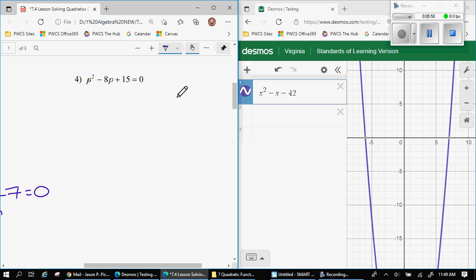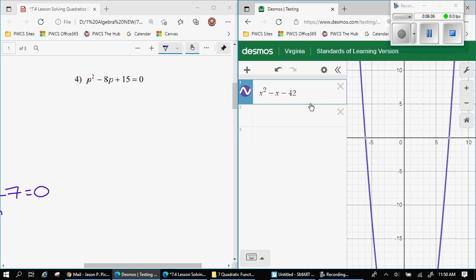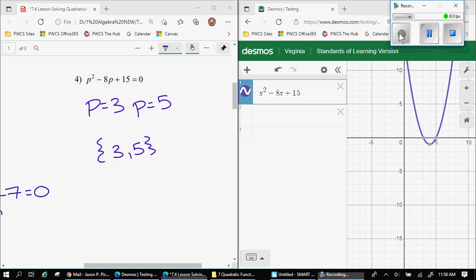So I want you to pause here. I want you to try this one. Find the solutions. You can type them in as x's if you want to. I don't think we can do p as an answer. We can't. So change them to x's. You can graph and then just write your answer as p equals. So pause the video right now, try these on your own, and then press play to get the answers.